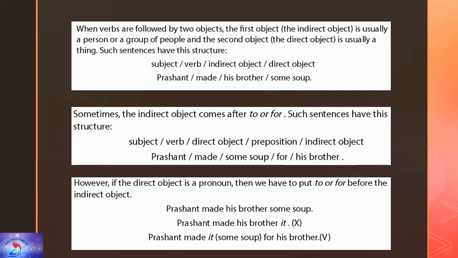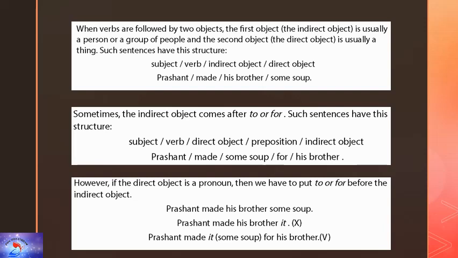So let us see the example using this structure. Prashant made his brother some soup. Prashant is the subject, made is the verb, his brother is the indirect object, and some soup is the direct object.